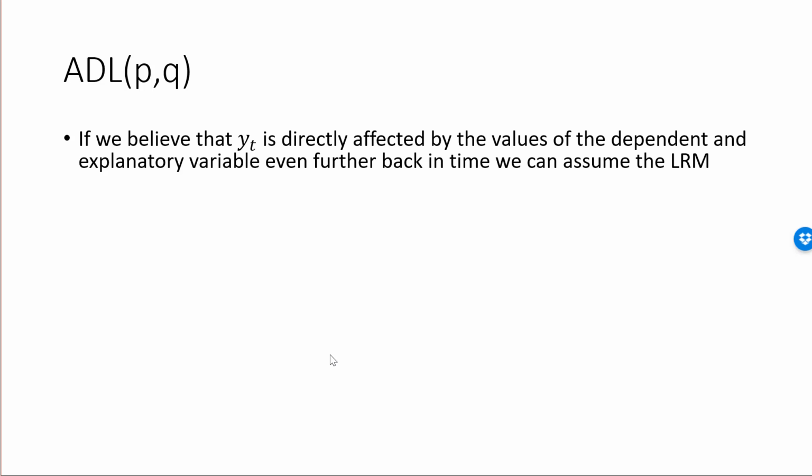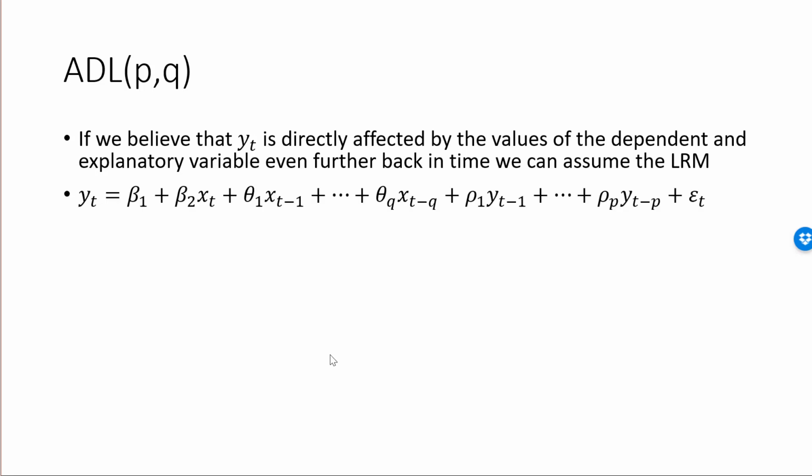So the idea is this: yt, we assume that it depends on lagged values of xt and yt, as well as of current values. So then we can specify a linear regression model like this. Yt depends on xt, that's the current value of the explanatory variable. It depends on xt minus 1, the value in the previous period, but it can also depend on xt minus 2, the value 2 periods back.